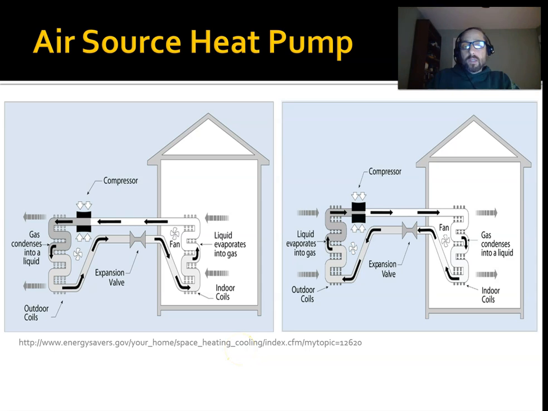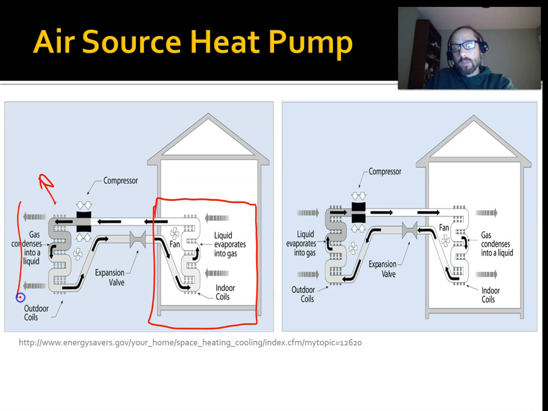This is easy to think about in cooling mode, because you're just taking heat from inside and dumping it outside. It kind of makes sense, right? You have a warm house, you have this evaporator inside, and you cool it down, and you take the heat from inside the house and dump it outside. So that would be here. This is cooling mode. You have the evaporator inside, and it dumps the heat outside. So this is the heat going out.